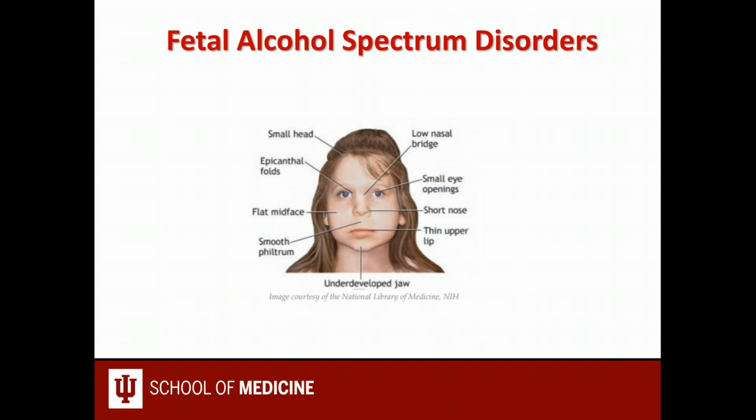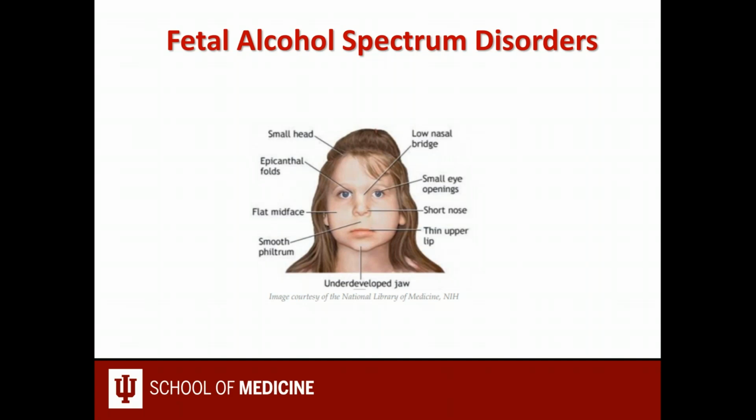A short nose, what's called a flat midface, so around the cheekbone area, a thin upper lip. You can see the smooth philtrum, and you can also see what's described as an underdeveloped jaw, or a smaller chin. Those are things that when people talk about fetal alcohol spectrum disorders, often if someone's seen clinically, these are the features that someone might be looking at.